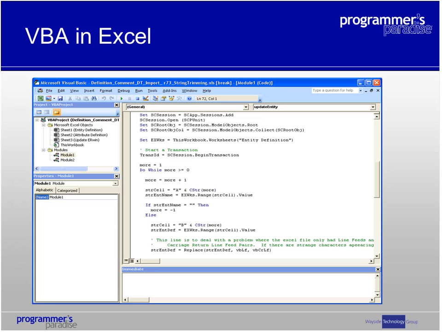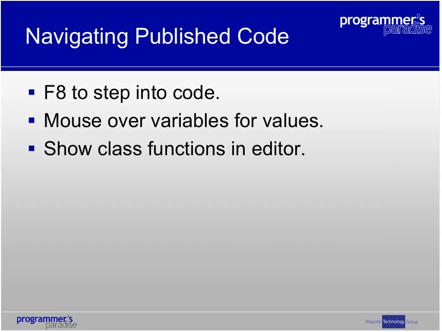So hopefully that gives you a basic overview of what's already out there, how to navigate the code, how to see what you can do, what's available within those available codes. We use F8 to step into the code. Mousing over any of the values will actually show the value that's currently assigned to those values. If it doesn't populate and you're expecting a value there, that can be an indication of a problem in the coding itself. And also there's the ability to show class functions in the editor.